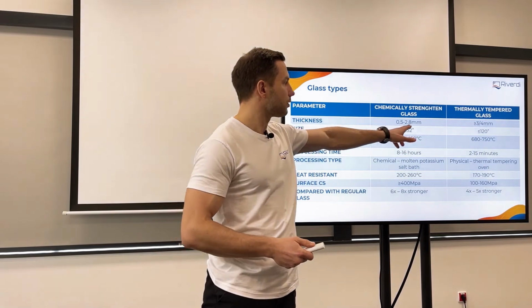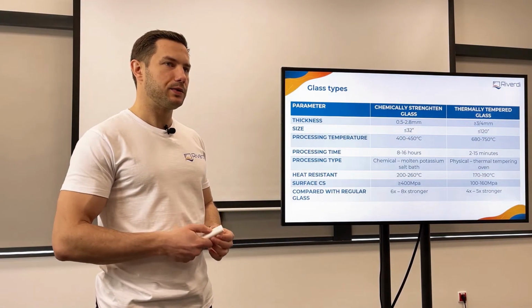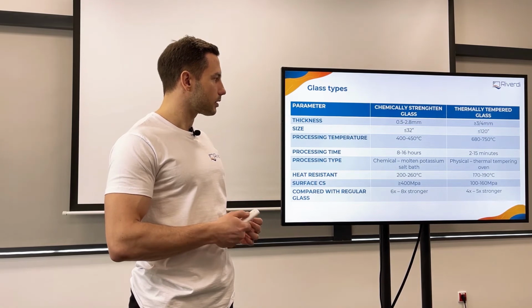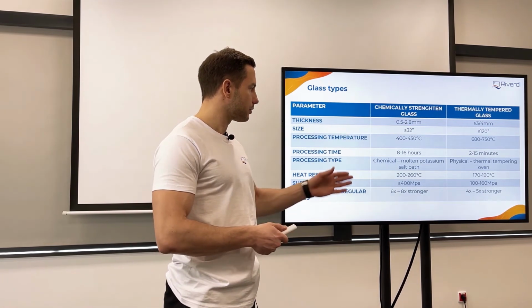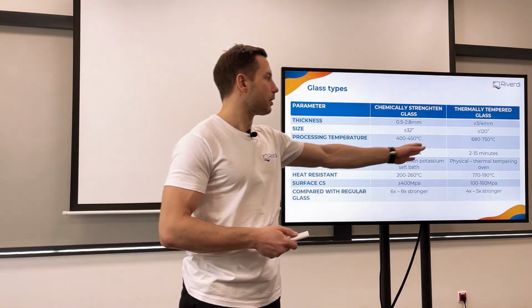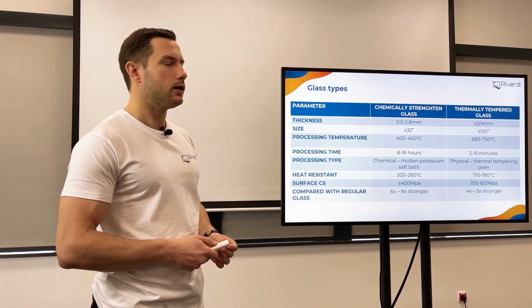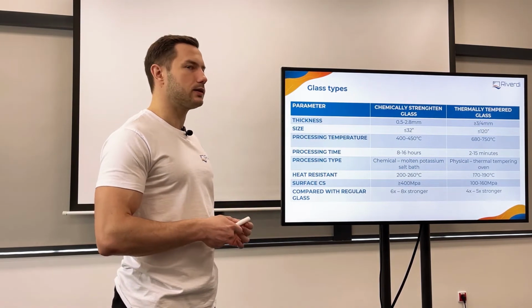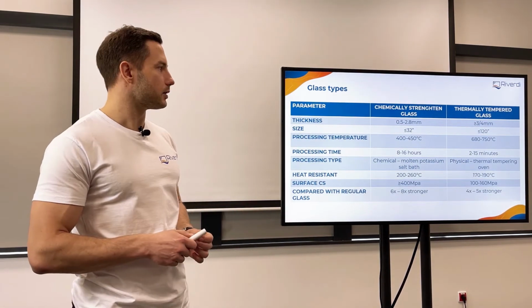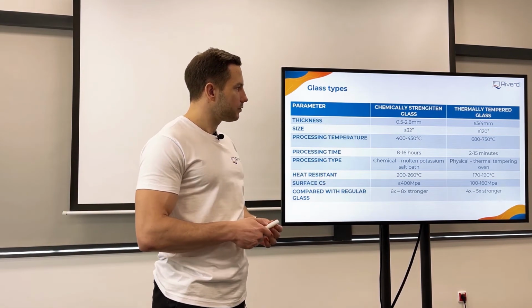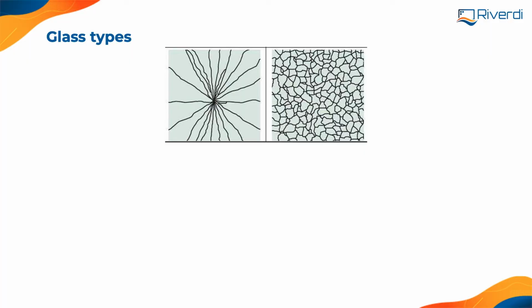That's why here we have only 2.8 millimeter. Typically, if we go to thicker glass, we will use thermally tempered. For the thinner glasses, we will use chemically strengthened because we cannot use this process. So we have two different ways to do it, for different thicknesses of the glass. So these are the main differences, I would say.